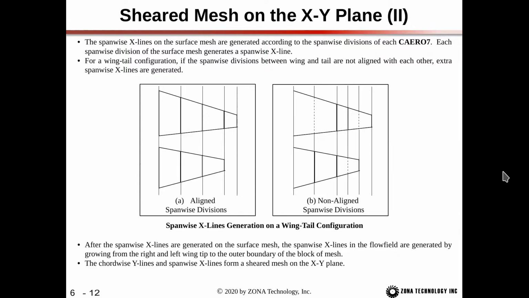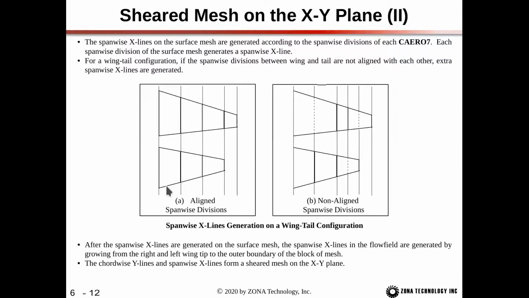Next, we'll look at the sheared mesh on the XY plane. Let's see slide number 2 here. So the spanwise X lines on the surface mesh are generated according to the spanwise divisions of each ZEUS, and each spanwise division of the surface mesh generates a spanwise X line. Now for a wing-tail configuration, if the spanwise divisions between the wing and the tail are not aligned with each other, then extra spanwise X lines are generated.